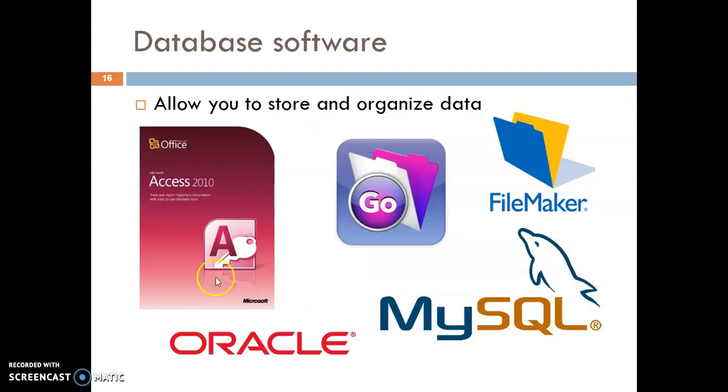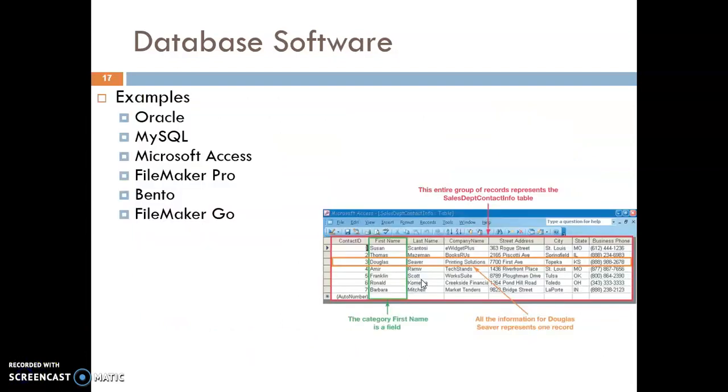Okay, database software allows you to store and organize data. Database software is basically a complex electronic filing system. Spreadsheet applications include many database features and are easy to use for simple database tasks such as sorting, filtering, and organizing data. Examples of database software are Oracle, MySQL, Microsoft Excel, FileMaker Pro, Bento, and FileMaker Gold.